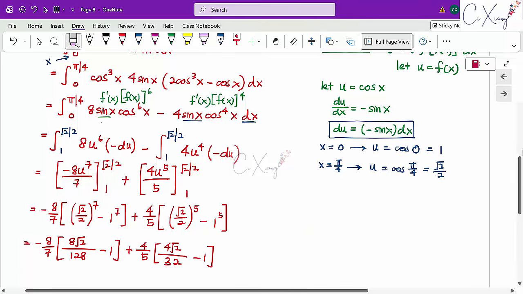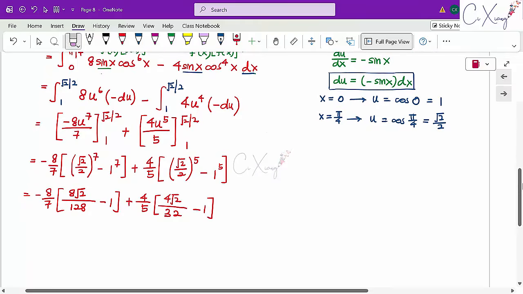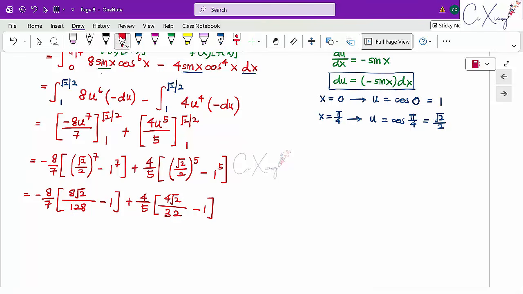Okay, but of course, all this simplified part, you can use your calculator to simplify for you. Okay, all right, then after that, let us simplify everything now. Multiply negative 8 over 7 inside and simplify them. Then same thing happens here, multiply this inside and simplify them.